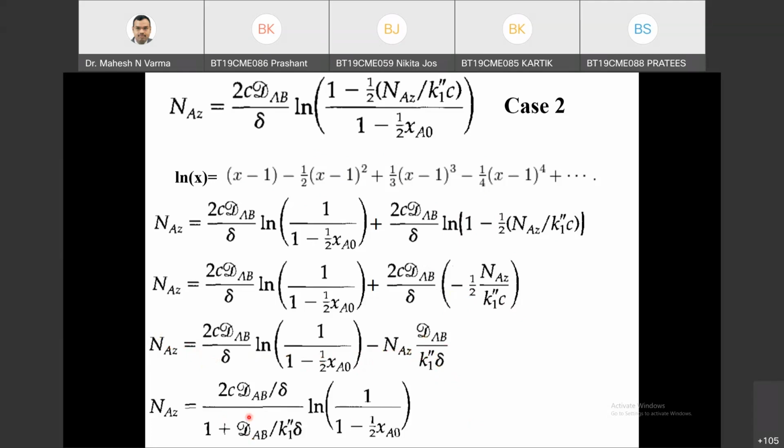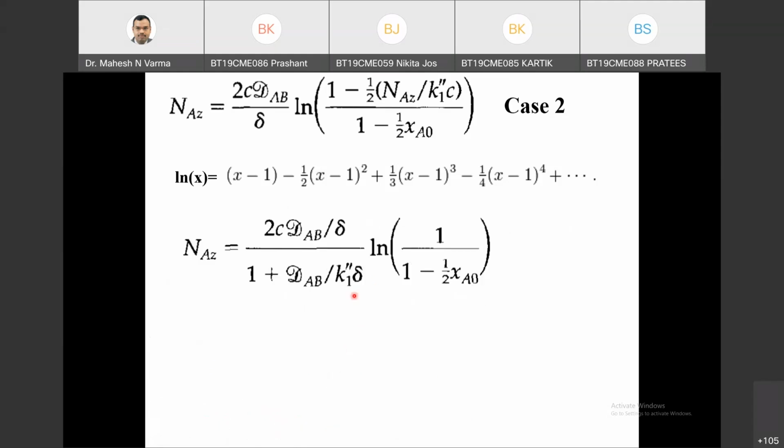Now here I can say that in this equation, K is very, very large as compared to DAB. So this denominator will be equal to 1.